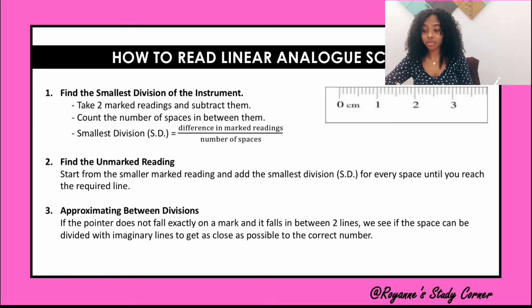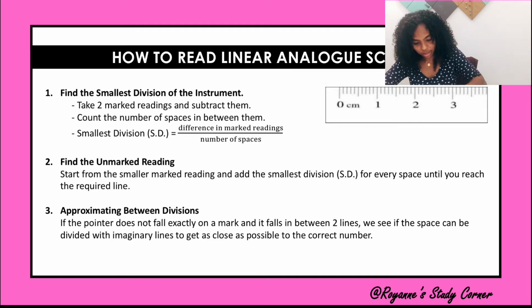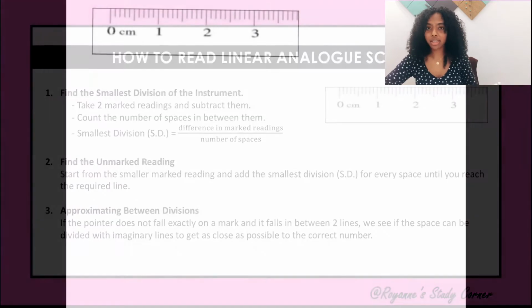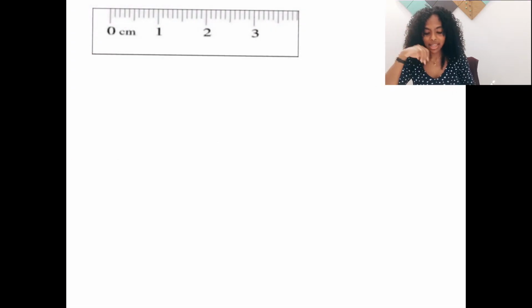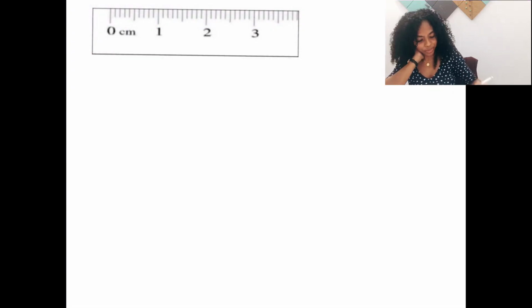So we have our ruler here, and we have each of these steps broken down: find the smallest division on the instrument, find the unmarked readings, and approximate between divisions. We have our ruler here. Let me drag it up to the corner and make it a little bit bigger. Okay, I now realize I wasn't recording that part, but you'll see it now big at the corner.